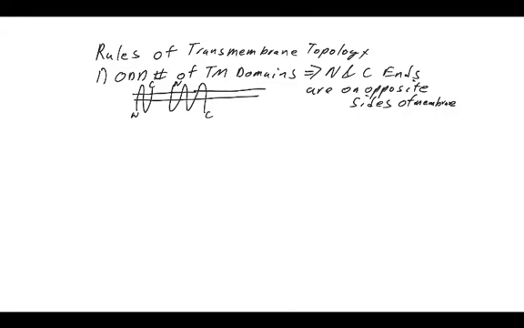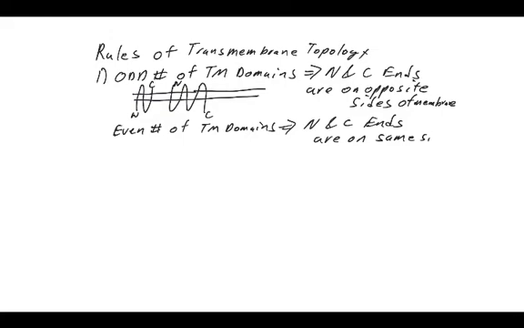So conversely, an even number of transmembrane domains, then the amino and carboxy ends are on the same side of the membrane.